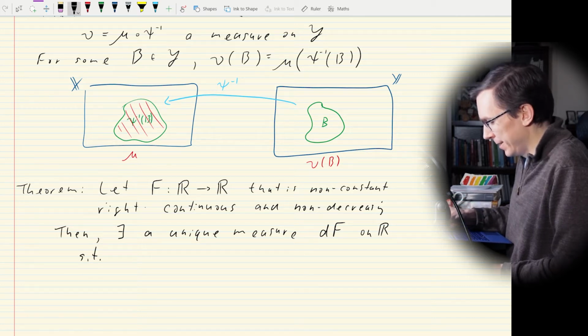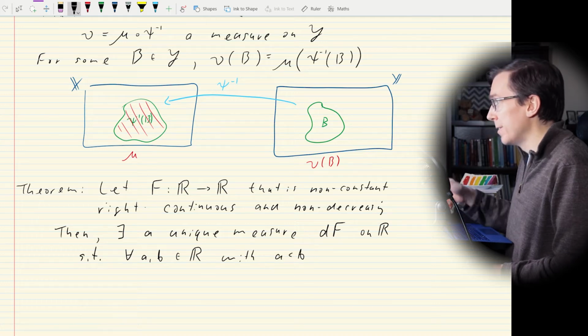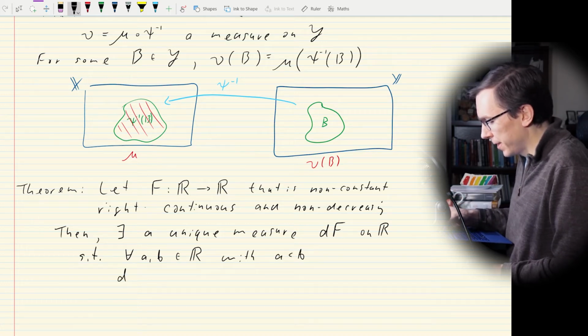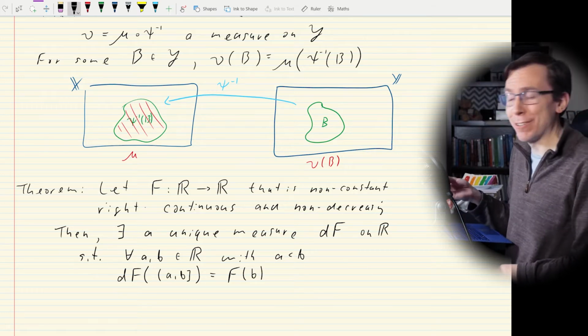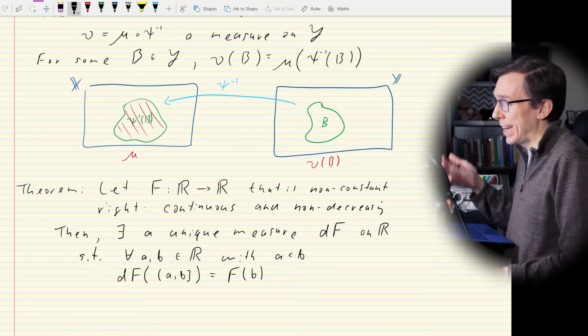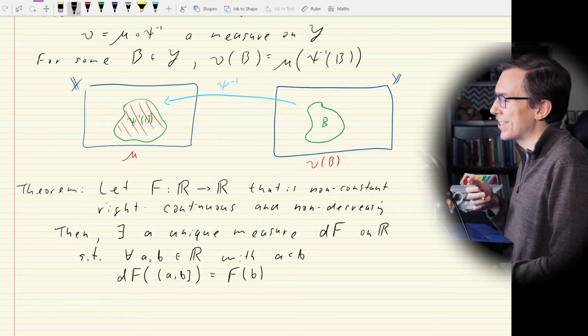for all A and B in R with A less than B, what we get is that the measure dF of the interval A to B, which we'll do half open, half closed, because that's how we set up Lebesgue measure originally. Even though it looks kind of weird to write that, I prefer just open or closed personally, but anyway. Actually, we just learned in the last lecture you can modify anything like this on a set of measure 0.